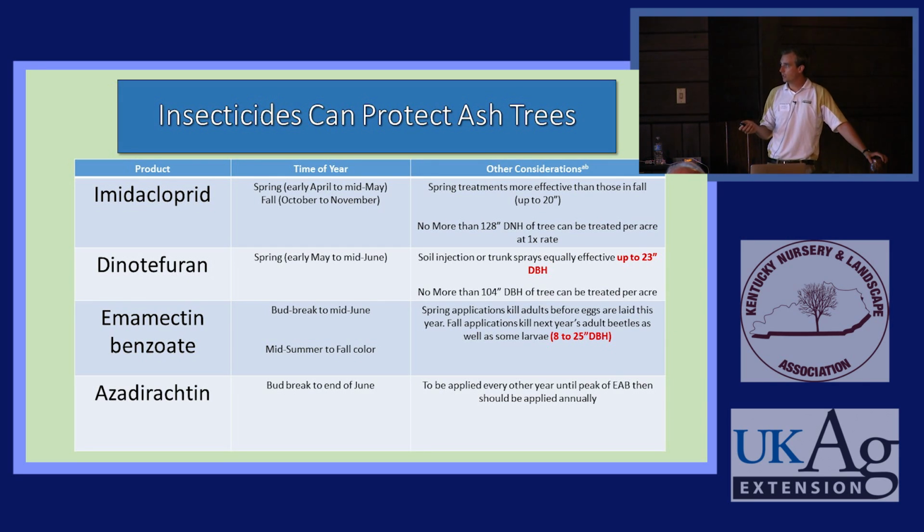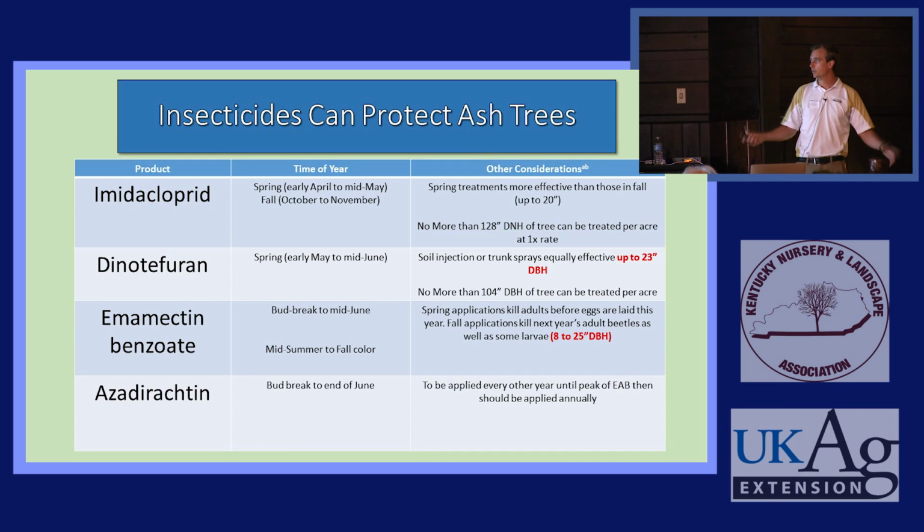Keep in mind, imidacloprid seems to be effective on trees up to 20 inches. After that, it loses its efficacy. And then also there's restrictions on how much we can apply in a per acre area. So no more than 128 inches DBH, diameter at breast height, only 128 cumulatively in 1 acre can be applied.